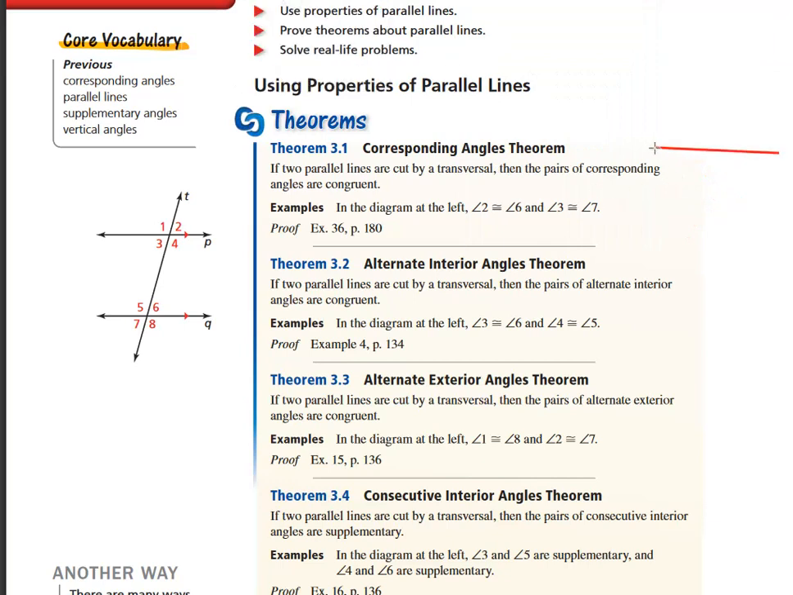Okay, so corresponding angles. Now, of course, this is only if the lines are parallel. But if the lines are parallel, the corresponding angles means the ones that are in the same position. See how these ones I've starred are both in the top left? They're equal to each other if the lines are parallel. So in this drawing, 1 and 5, 2 and 6, 3 and 7, and 4 and 8, right? 1 and 5 are both in the top left, 2 and 6 are both in the top right, 3 and 7 are both in the bottom left, 4 and 8 are both in the bottom right.